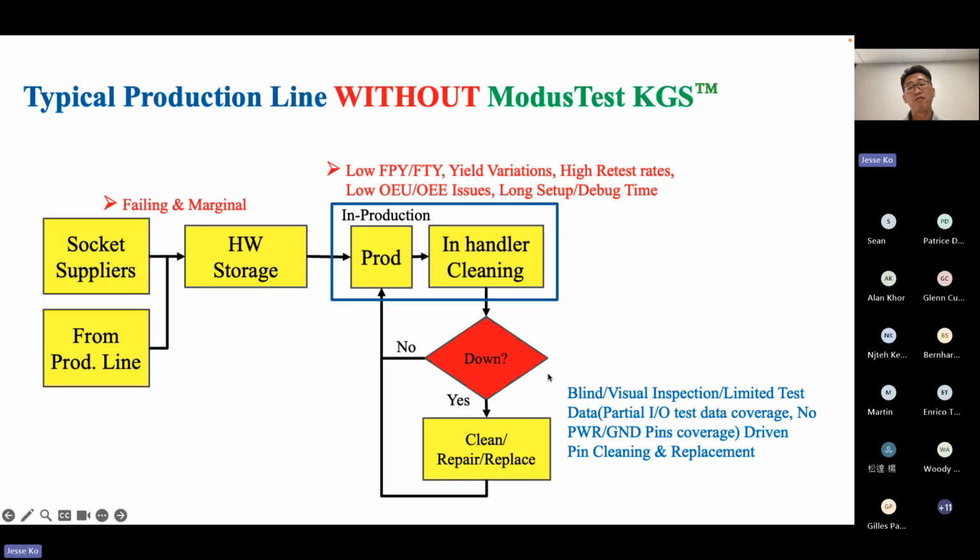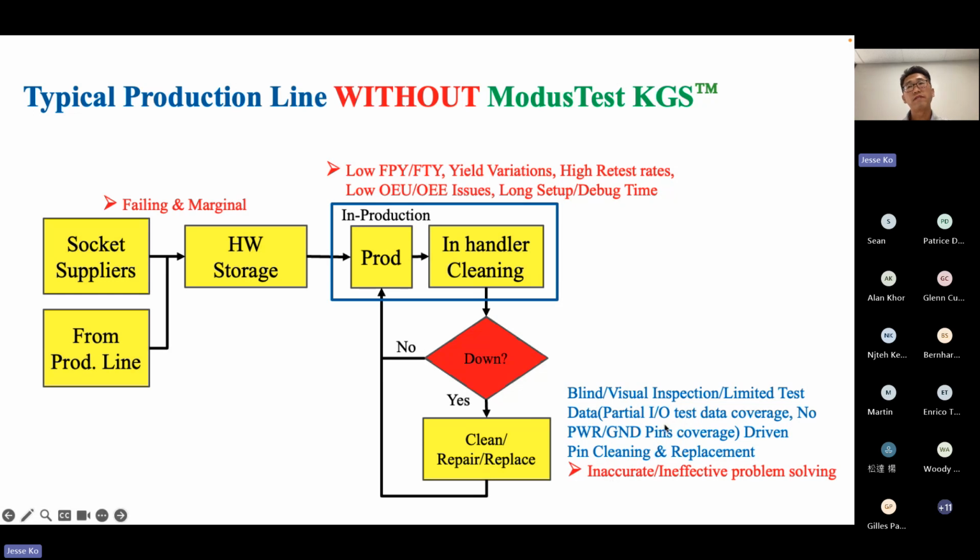And whenever your setup goes down, which means you have really low yield and you have to fix it, conventionally, what's happening in the factory is they use either blind or visual inspection, or limited test data based on partial coverage, because a lot of chips nowadays come with a CRES test on IO. So it has a partial test, although the accuracy is not good enough to understand the performance of the socket. There's no coverage on power and ground pins, which drives either pin cleaning or replacement of the pins to fix the setup that's down.